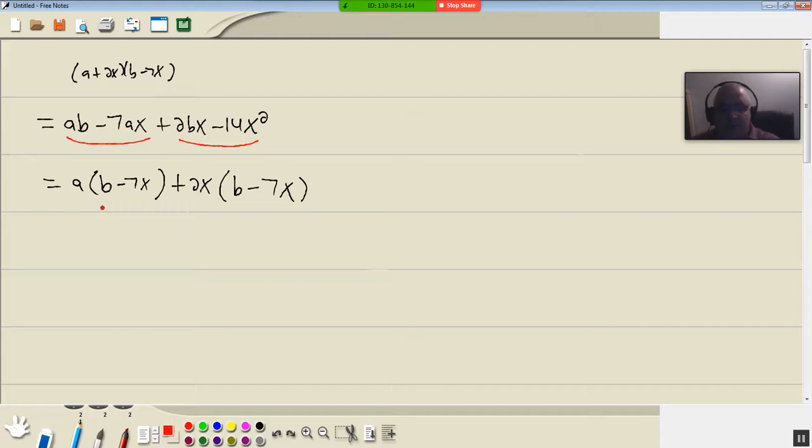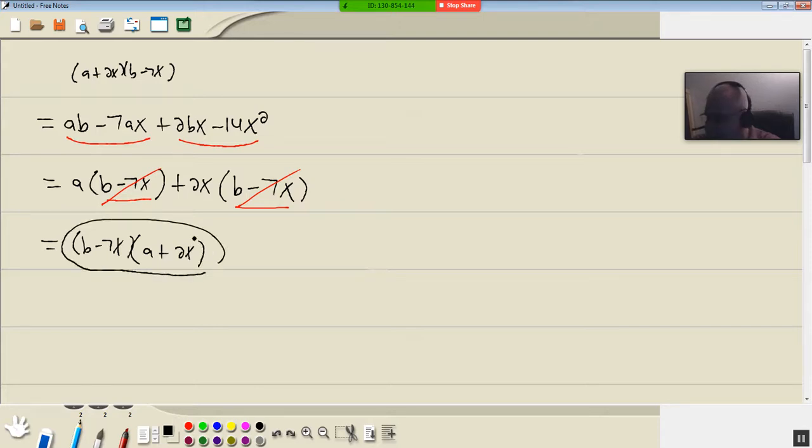Now our goal with grouping is we want to get this parentheses the same as this parentheses, which they are. So I'll factor out a b minus 7x. Now to see what goes in your second set of parentheses, you can come up here and cross out the b minus 7x's. And what isn't crossed out is what goes right here, which would be a plus 2x. And that would be our answer.